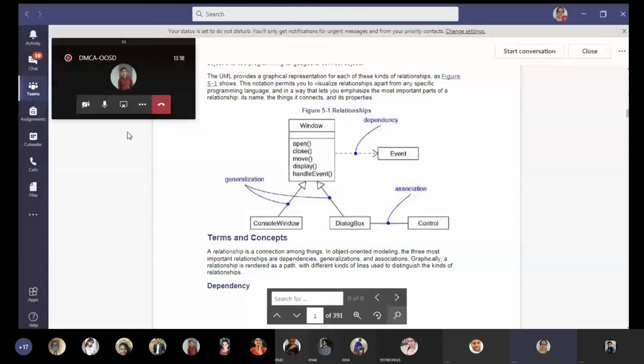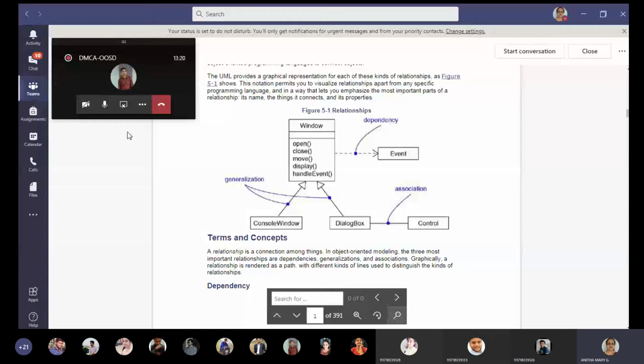Today, our topic is relationships. In our textbook, it's chapter 5, relationships. I just told you about the brief things in basic building blocks. There we have learned things, relationships, and diagrams. Under relationships, what is a relationship? It's a connection among things.